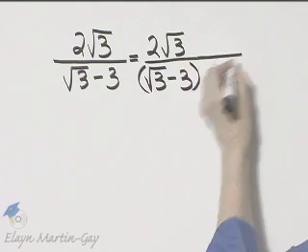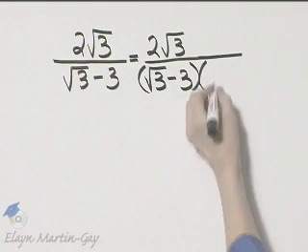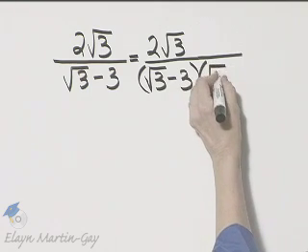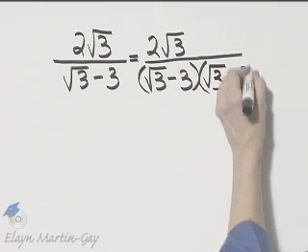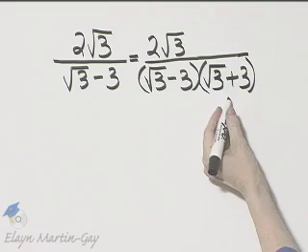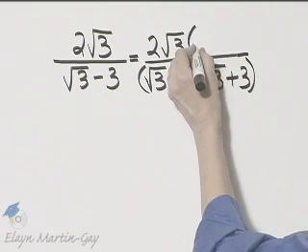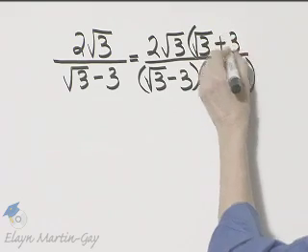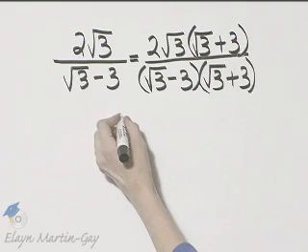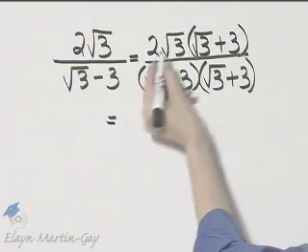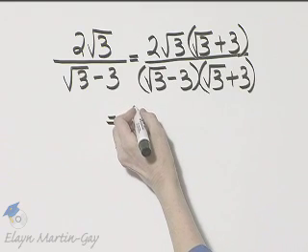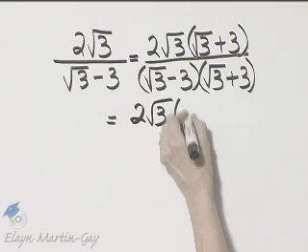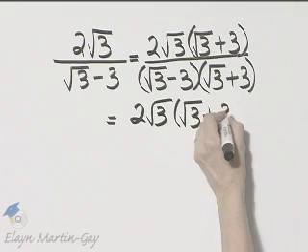Then in the denominator, I will multiply it by the conjugate. And the conjugate of square root of 3 minus 3 is square root of 3 plus 3. Whatever I do in the denominator, I must do the exact same thing in the numerator, so I'll multiply by the square root of 3 plus 3. And now let's see what happens. I'm not going to multiply out in the numerator right now. I'll just write that as 2 square root of 3 times square root of 3 plus 3.